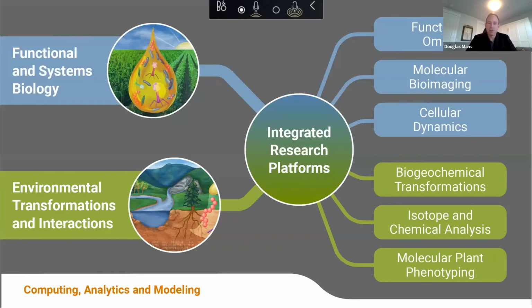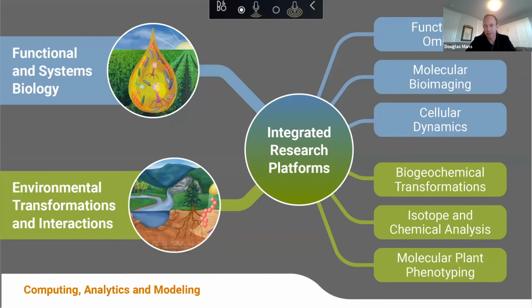EMSL Science is focused on BER's 2 core mission areas, energy security and environmental sustainability. Last year, we began further refining our areas of expertise in pursuit of supporting these 2 mission areas for BER. As part of this refinement, EMSL Science is focused on functional and systems biology and environmental transformations and interaction science areas. Our 6 integrated research platforms, shown on the right, have been created to support the science areas by establishing domain expertise in core areas of functional omics, molecular bioimaging, cellular dynamics, which largely support our efforts in the functional and systems biology area in biofuels and plant microbial resilience research, while the biogeochemical transformations, isotope and chemical analysis, and molecular plant phenotyping IRPs largely support our environmental system science research in building a predictive understanding of ecosystem responses based on molecular and mechanistic process understandings.